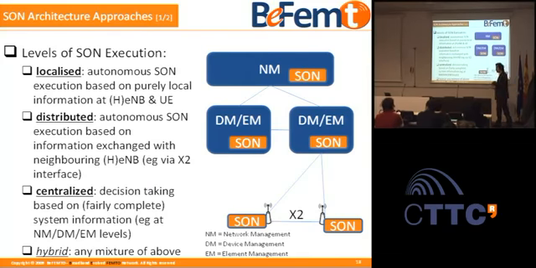An example is load balancing. If I'm very loaded and I have good connectivity to my neighbors via X2, I request: guys, what's your situation? Do you have any load? The neighbor says, no, I have nothing. So you hand over some users to this one. These are some of the things we could do with this kind of distributed decision taking.